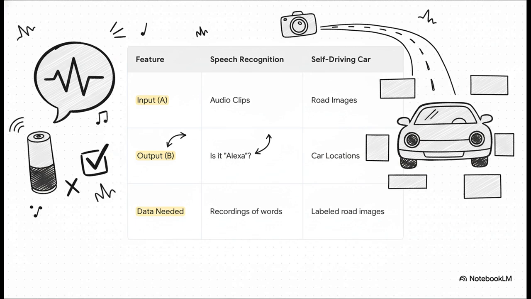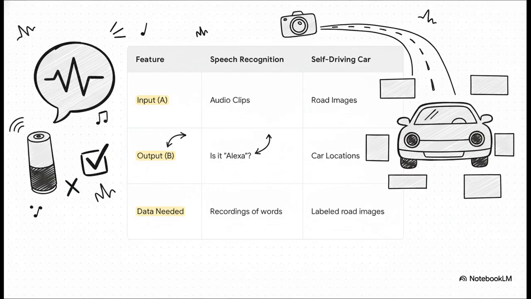Let's take the smart speaker again. The input, A, is just a short audio clip. The output, B, is super simple. It's either yes or no. Did that audio clip contain the word Alexa? So to make that work, you need, well, thousands and thousands of recordings of people saying Alexa. And, just as important, tons of recordings of them saying other words so it learns what not to listen for.